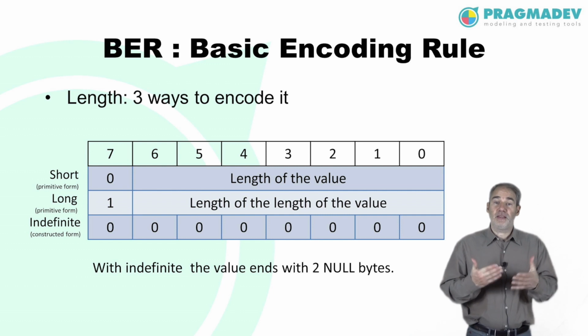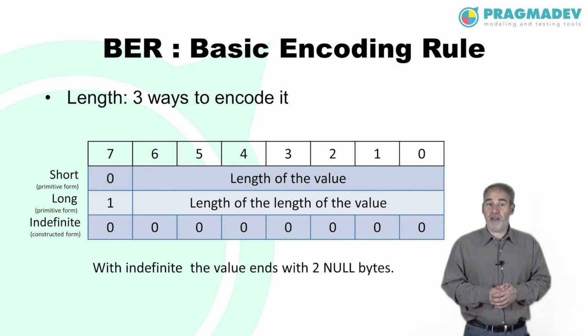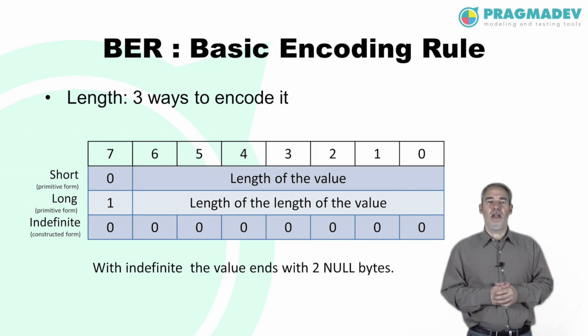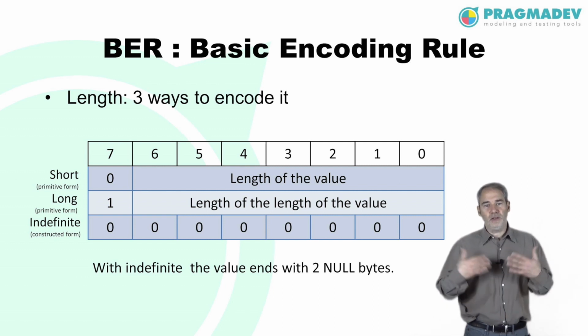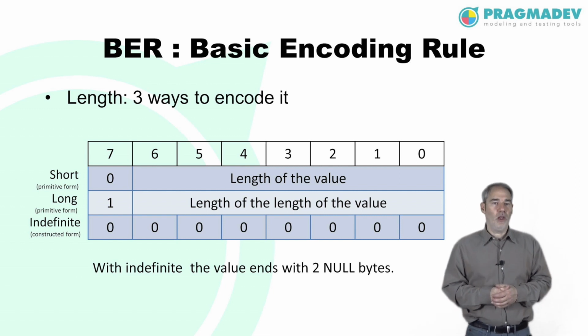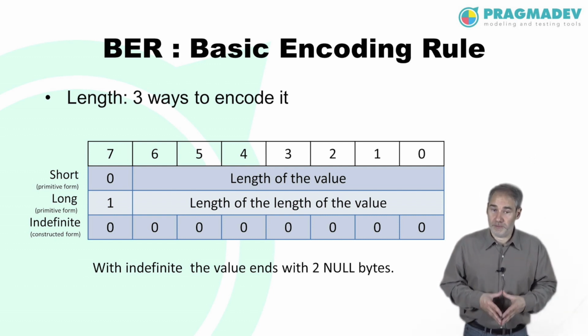Next information is the length of the data. The short form is used if the length can be expressed with 7 bits. In that case, bit 7 is set to 0, and the others are used to express the length. If not, bit 7 is set to 1, and the 7 bits left are used to express the length of the length in bytes. If that still does not suffice, then you can set all the bits to 0 to use the indefinite length, and then the data ends with 2 null bytes. The short and long length are indicated as primitive form in the tag, and the indefinite one is indicated as a constructed form.